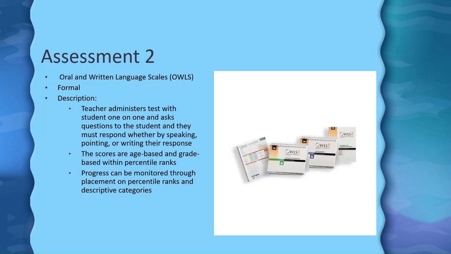Our second assessment is the OWLS, which is the Oral and Written Language Scales. This is a formal assessment, and the teacher administers this test with a student one-on-one. You'll note as we go through the presentation that most of these assessments will be one-on-one, just because it gives more focus to the student. And so within this test, the teacher then asks questions to the students, and they respond by speaking, pointing, or writing their response. And the scores are age-based and grade-based within percentile rankings, and we monitor progress for this one with those percentile ranks and the descriptive categories.